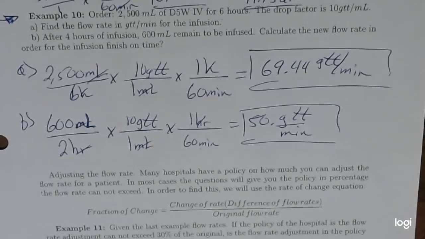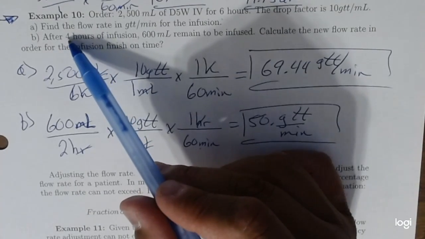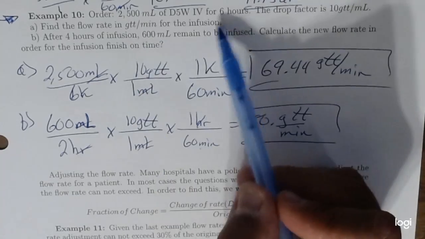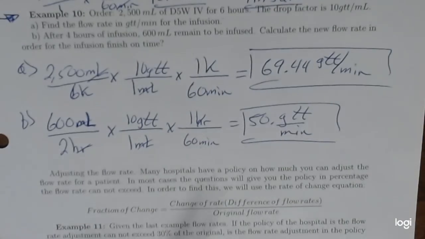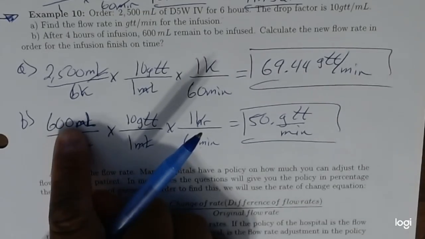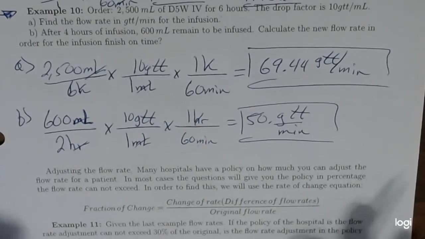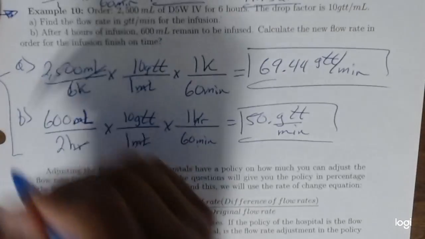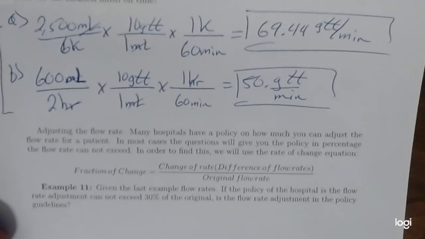Okay. Now again, if you're wondering why it's 2, well, after 4 hours, meaning 4 hours already elapsed, how much time is left over from the 6 hours? Hopefully that makes sense, right? It's 2 hours left over. So you still need to infuse 600 milliliters in just 2 hours, not 4 hours, right? Now, this is an interesting concept we're going to talk about right now. So when this happens, this is called adjusting the flow rate.